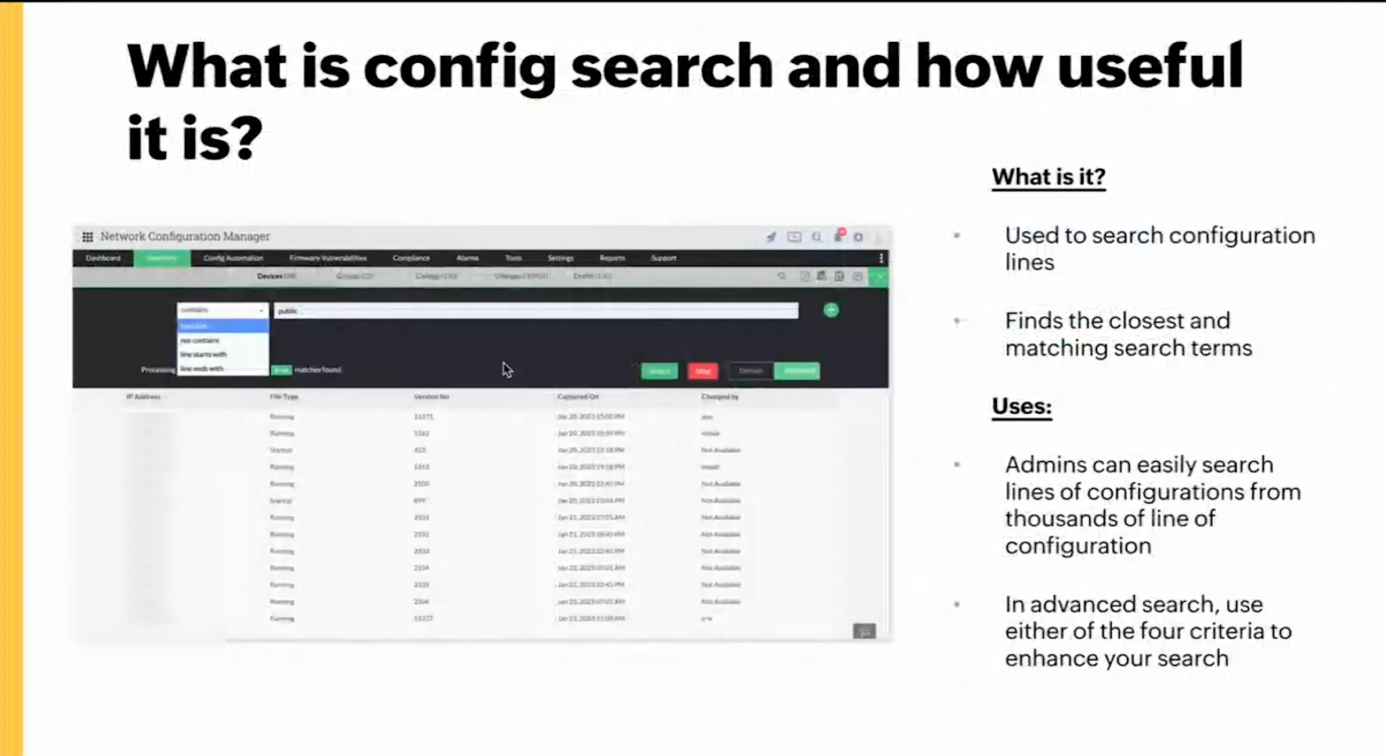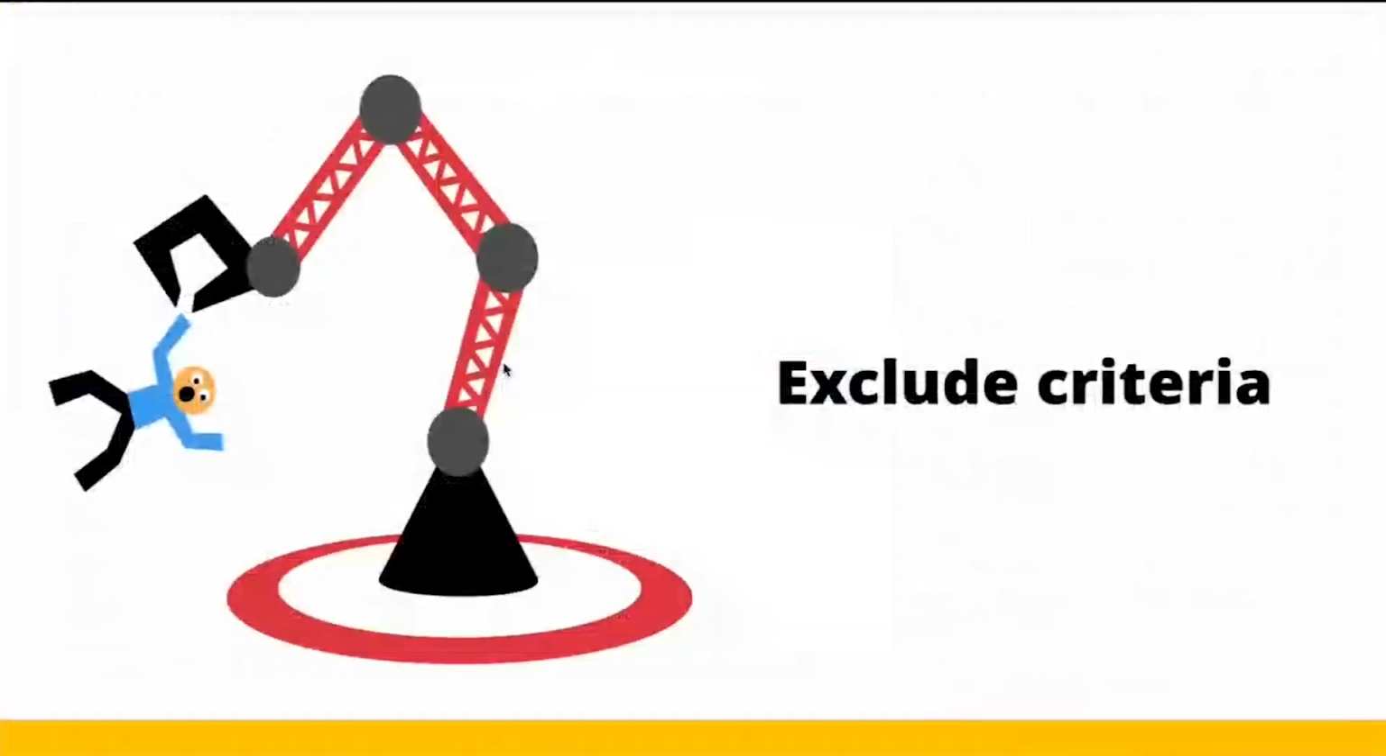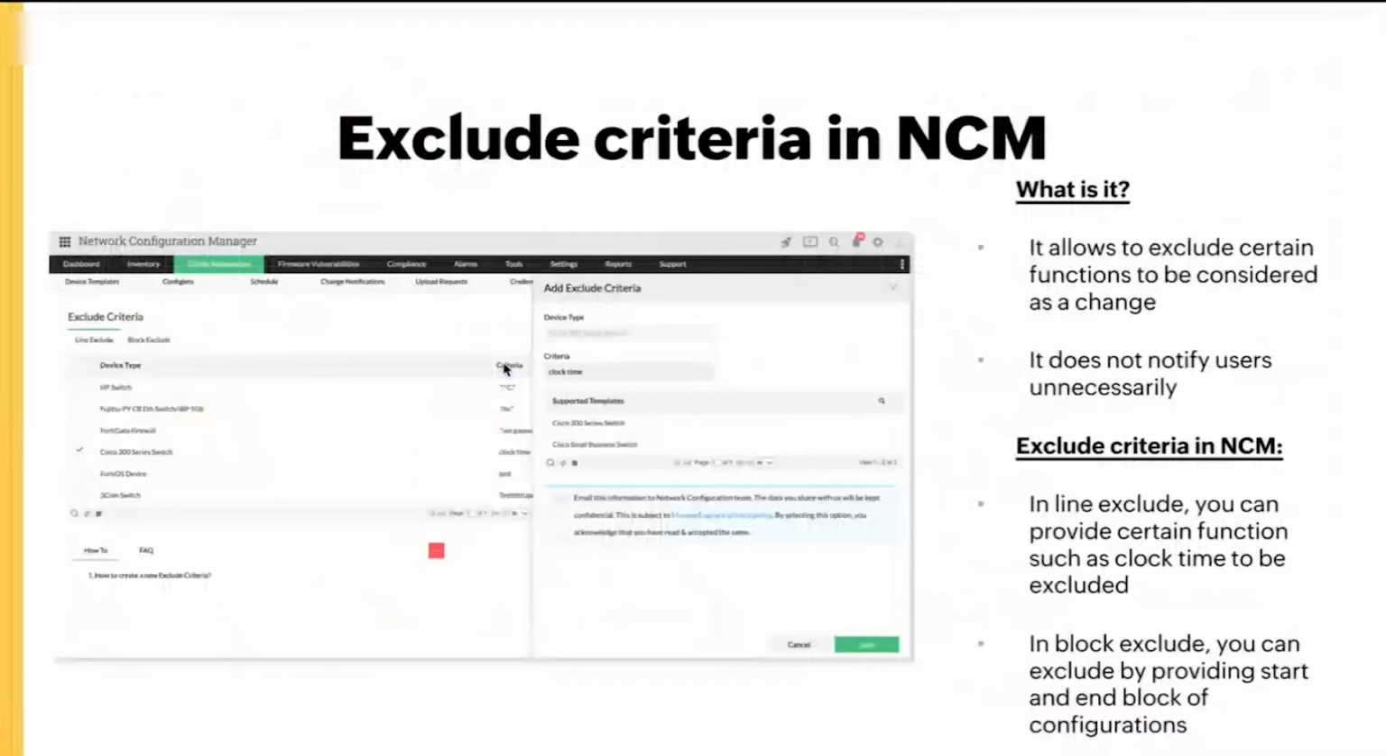Next is exclude criteria. So what is this exclude criteria? With this feature, you can tell NCM to exclude certain things from being considered as a change and triggering an alarm. For example, if you don't want clock time to be considered as a change, or a particular date in the configuration file, you can provide that criteria for the particular device. From the next time onwards, Network Configuration Manager will not show the clock time as well as the timestamp as a change in the configuration file.